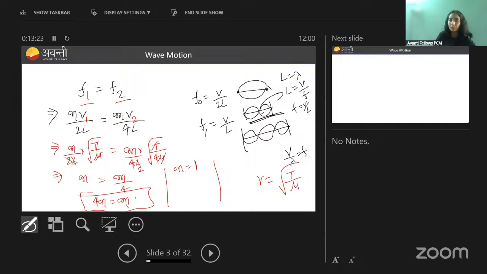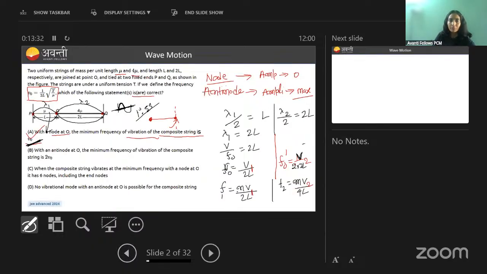1, and then only we will get the minimum value of M. So in that case, what will the value of M be? 4. So if you put N equal to 1, what is the frequency that we are getting? We will be getting V by 12. V is here root under T by mu, and that is 1 by 12. So this is the frequency we are going to get, the minimum frequency of the composite rod.